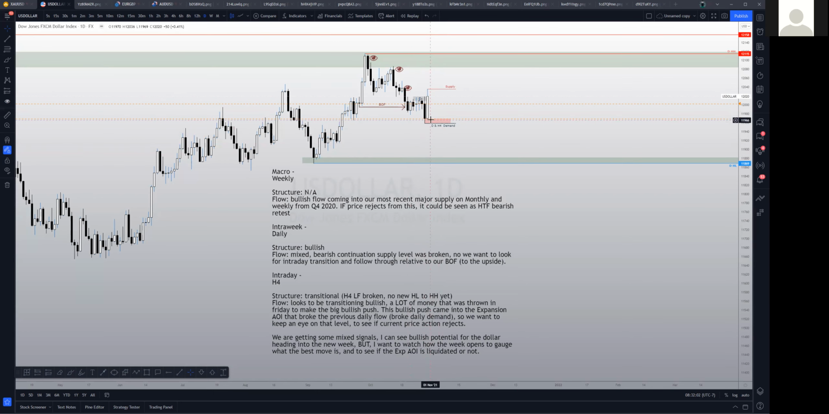Scenario number two, this fails to continue very far. We get a further push to the downside and we see the dollar fade into the daily higher low or the weekly demand zone. That would make a lot of sense. However, Friday's behavior definitely threw a little bit of a curveball.